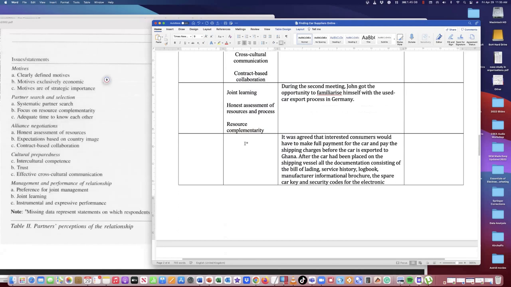Prof, so the contract will capture the terms of. No, that's what this one is about. Prof, how about exclusively economic? Those are motives, but this one is more about us deciding what we want to do. Okay, exclusively economic, I understand, but I think it's more about the contract terms. If you look at the instrumental and expressive performance, does this not talk about the performance of the person, like if you assess it? Okay, probably it's contract-based collaboration. It's about the contract, what is in the contract, and this one is more about the terms. What is expected of each party?